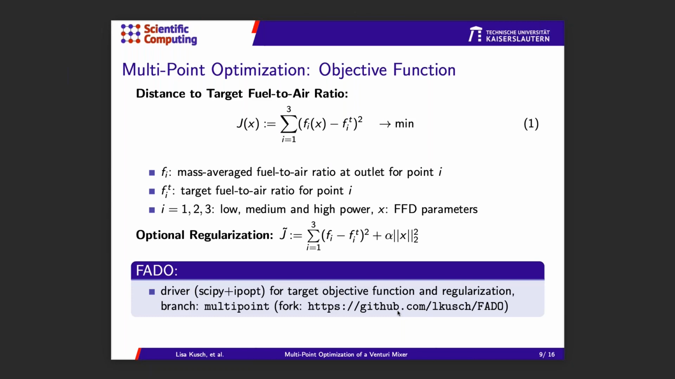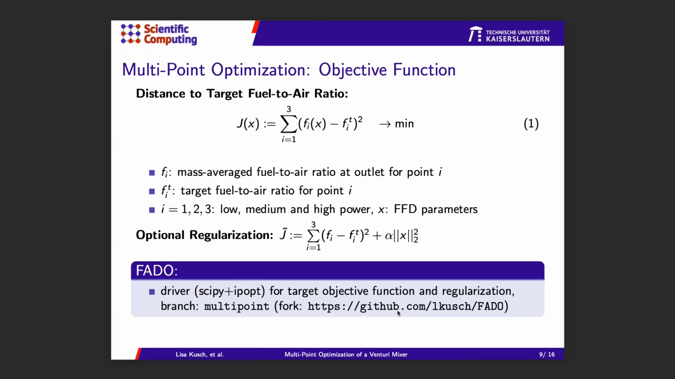The objective function is then composed of the 3 different cases. So it's a sum over all contributions, where I look at the deviation of the fuel to air ratio at the operating power from a target fuel to air ratio, which is in our case set to the same target value for all powers, and this is squared.